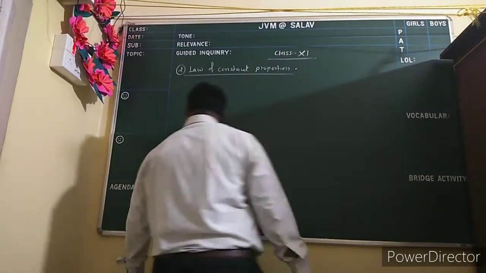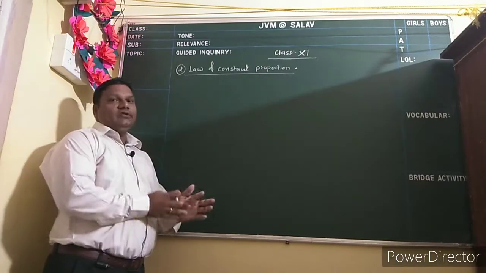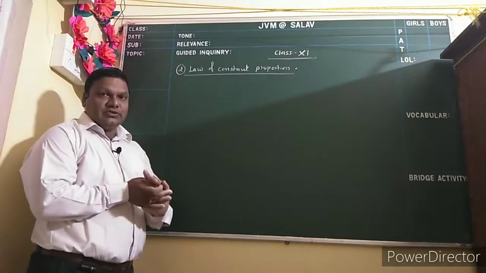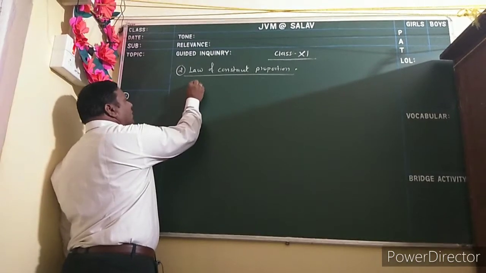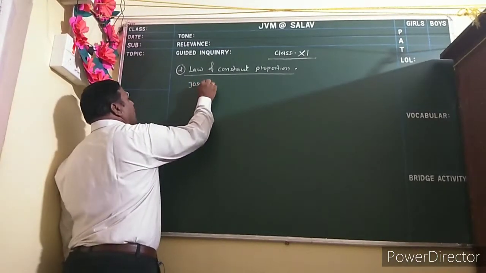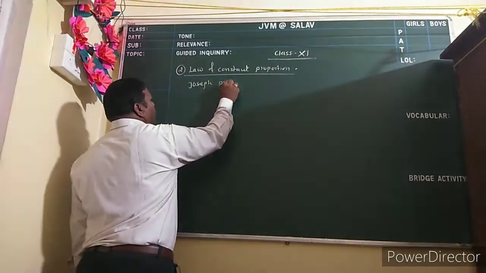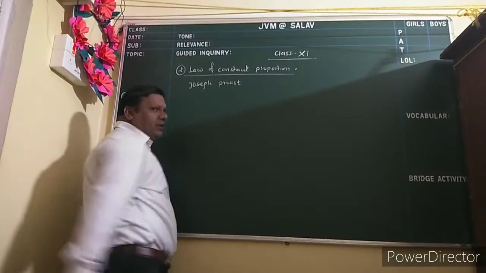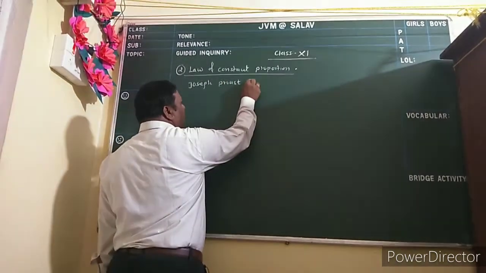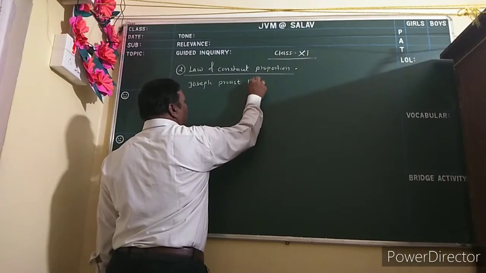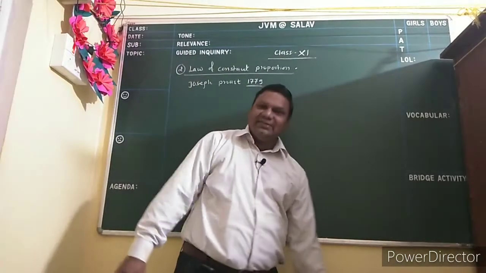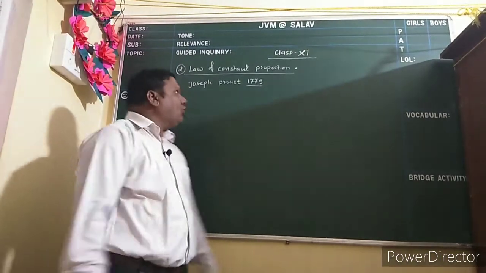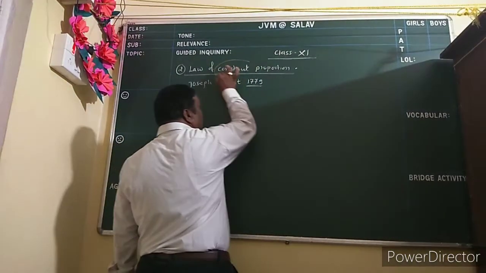Good morning students. Now we discuss the second law. It's the law of constant proportions. The law of constant proportion was discovered by Joseph Proust in 1779. And it's very simple, the name itself tells you, constant proportion.